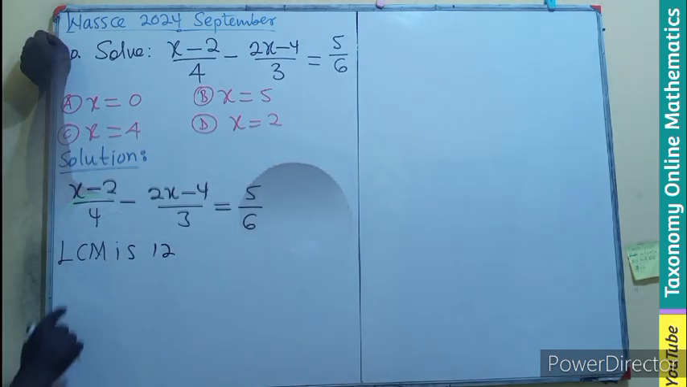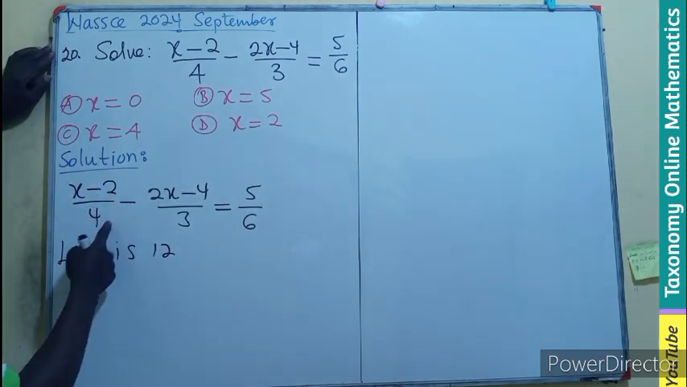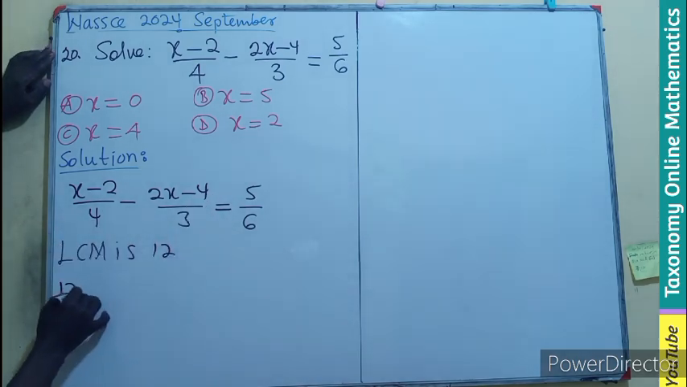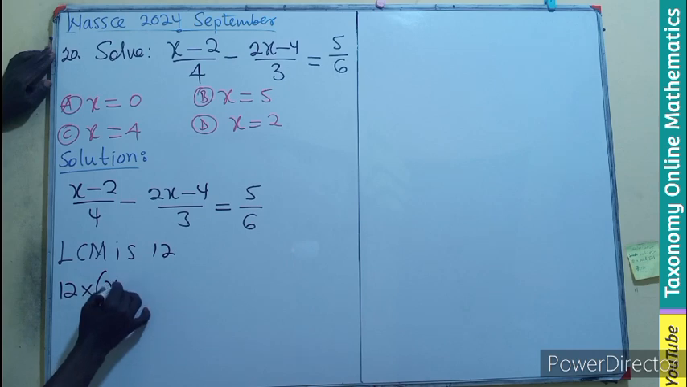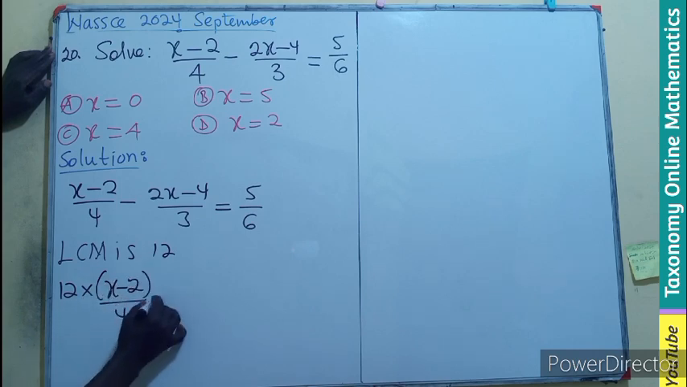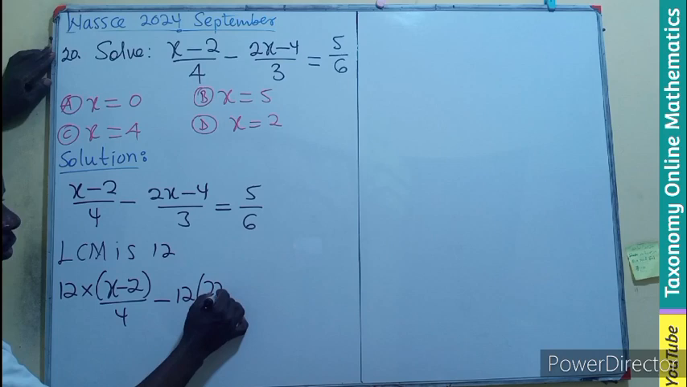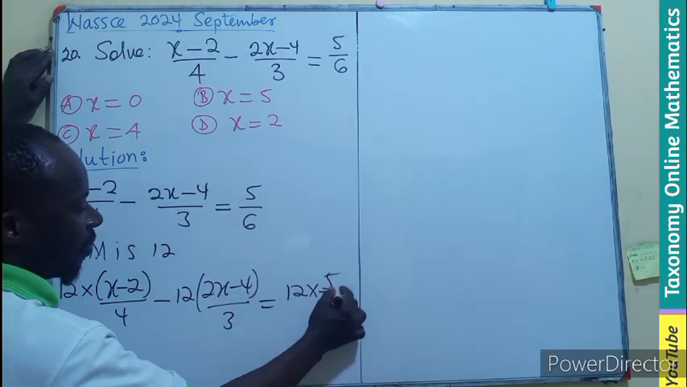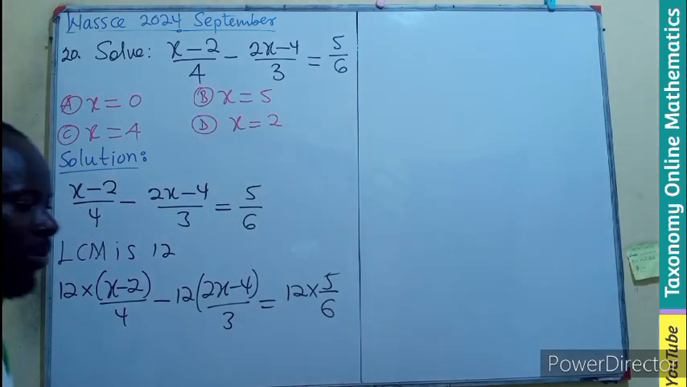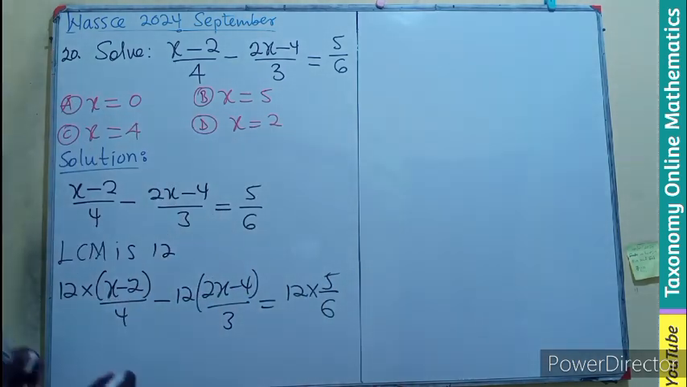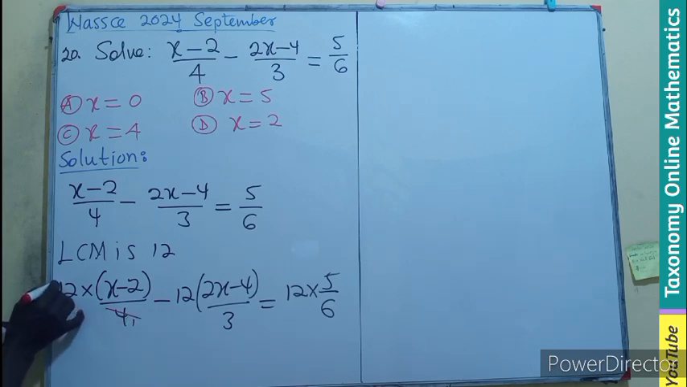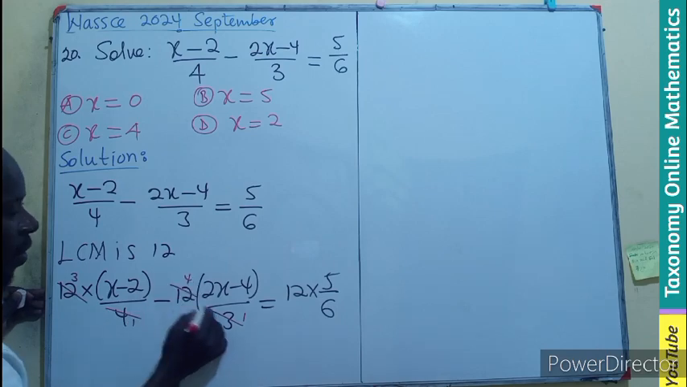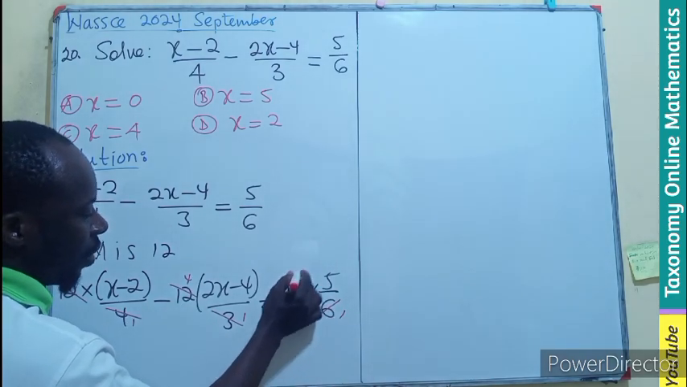That is the LCM. So our LCM is going to be what? 12. So now we multiply each of the terms. The term is a complete fraction. So 1, 2, 3. Meaning 12 times (x - 2)/4, 12 times (2x - 4)/3, and 12 times 5/6. We are doing the multiplication because we want to get rid of the fraction. So 4 will go into itself 1, go into 12 3 times. 3 goes here 1, goes here 4. 6 goes here 1, goes here 2.